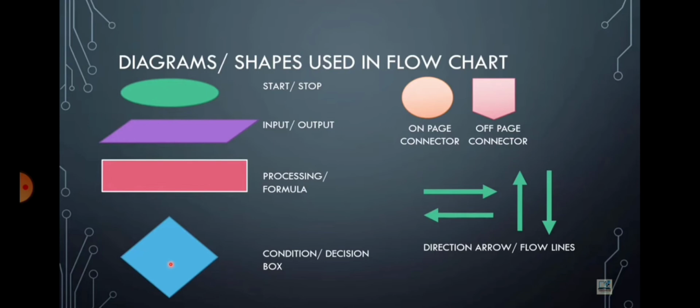As you can see here in the red color, the name of this box is process box. This symbol is used to indicate process or actions. For example, add 2 numbers, subtract 2 numbers, etc. In this, you can write the formulas. The fourth one is in the diamond shape, the blue color.